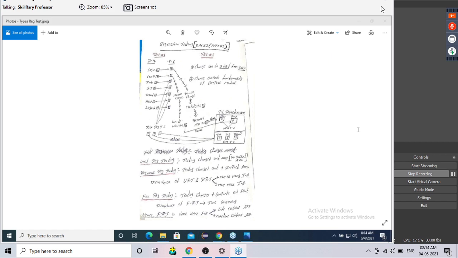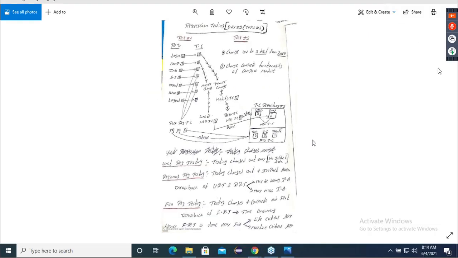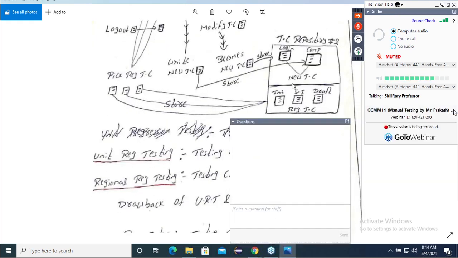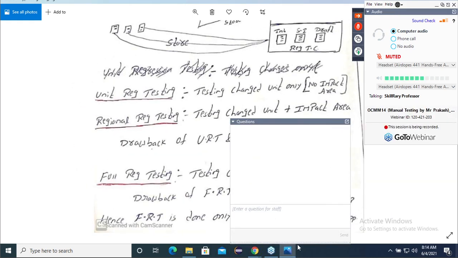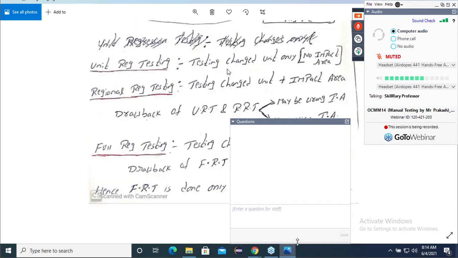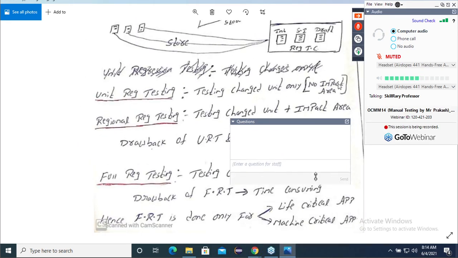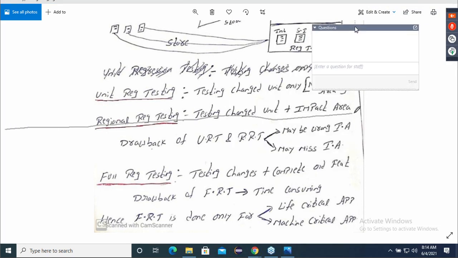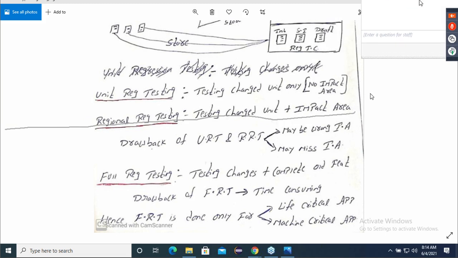Now tell me, in unit regression testing and regional regression testing, can we miss any impact area? Obviously, because impact analysis is done manually itself, right? Whatever you are identifying, this may get affected, that may get affected. Till here we have already seen yesterday. This concept definition also I've given, so let's not talk about that once again.